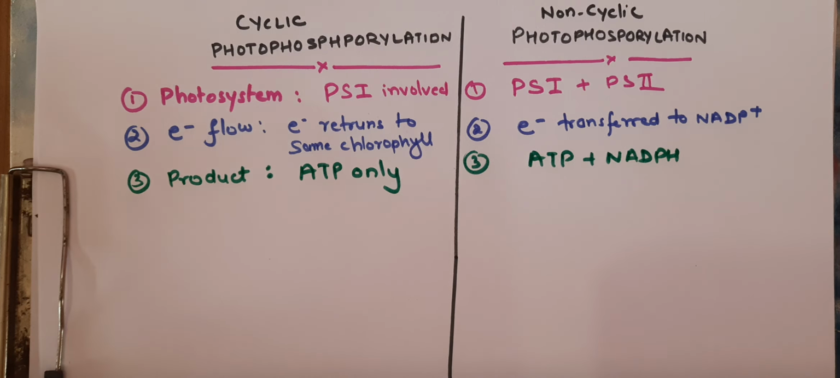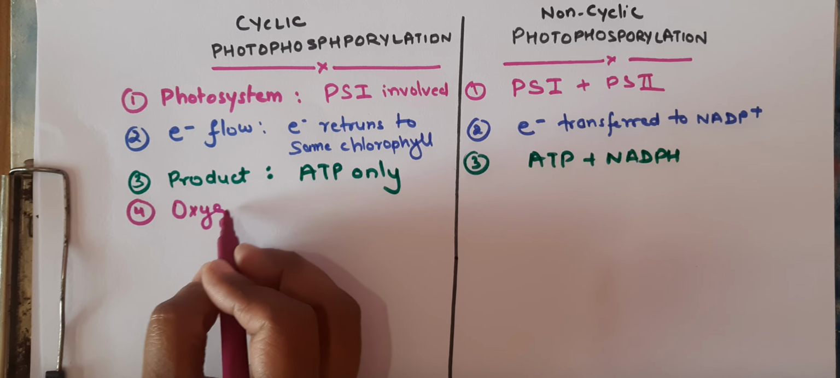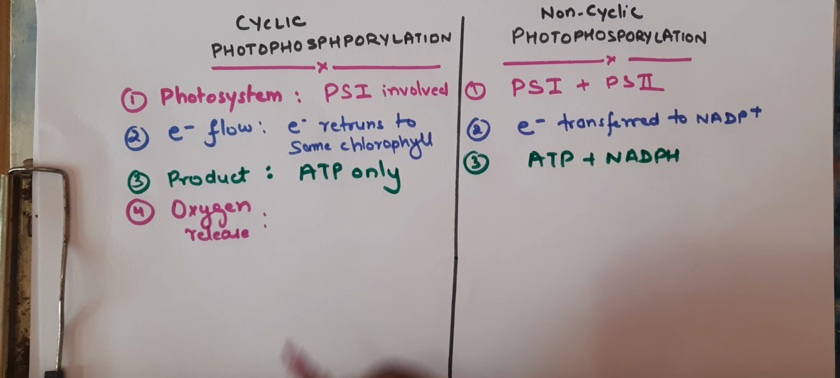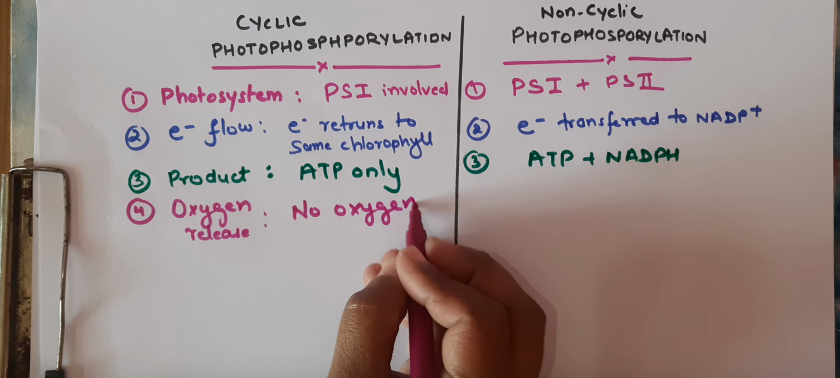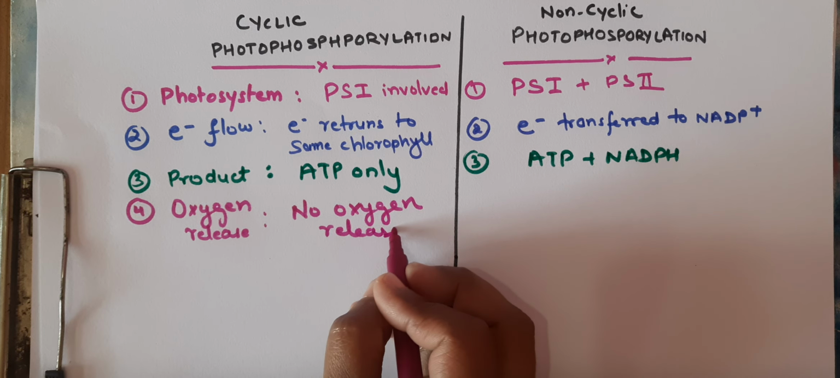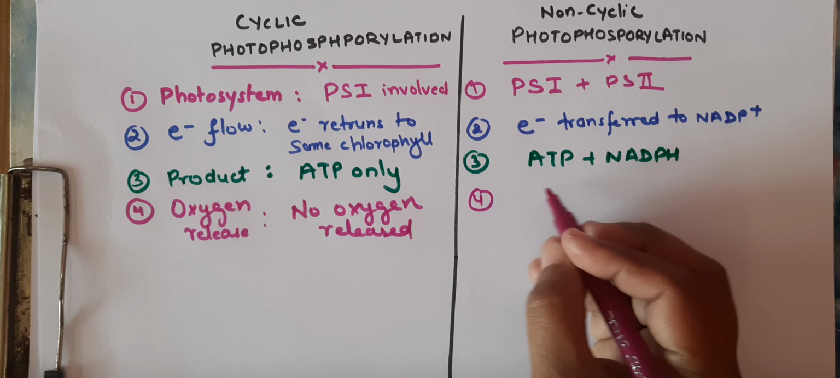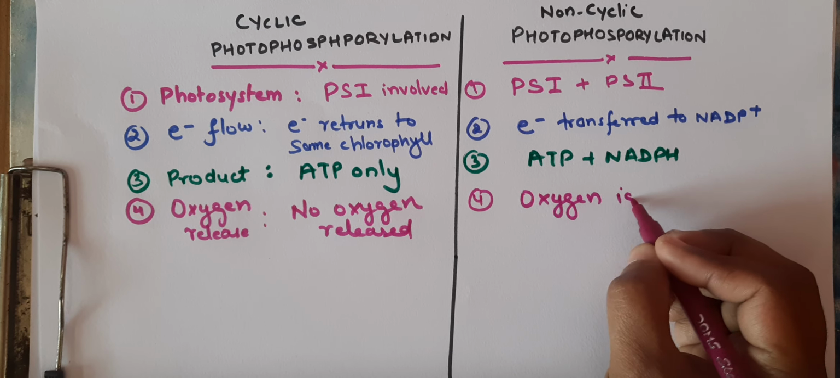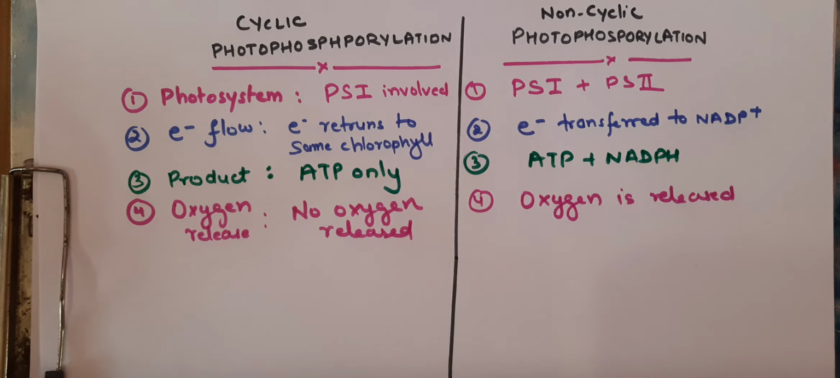Now let's see the fourth difference. The fourth difference is in terms of oxygen release. In the case of cyclic photophosphorylation, there is no requirement of oxygen, so no oxygen is released. Whereas in the case of non-cyclic photophosphorylation, oxygen is released. So students, this is the fourth difference between the two.